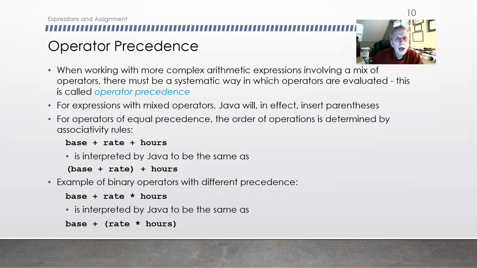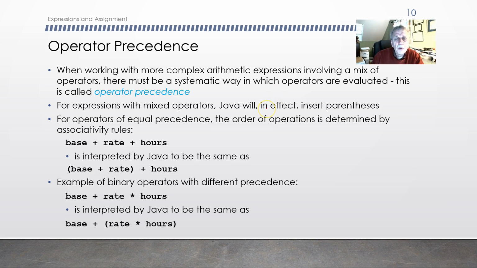Now we come to operator precedence. This is something that's important when we're working with complex arithmetic expressions that have a mix of operators. If everything is addition or everything is subtraction, it's pretty straightforward. But if we have mixed operators that have different precedence, remember things like multiplication and division would be evaluated before addition and subtraction would be evaluated. So what happens if we have a complex expression that has a mix of these different operations?